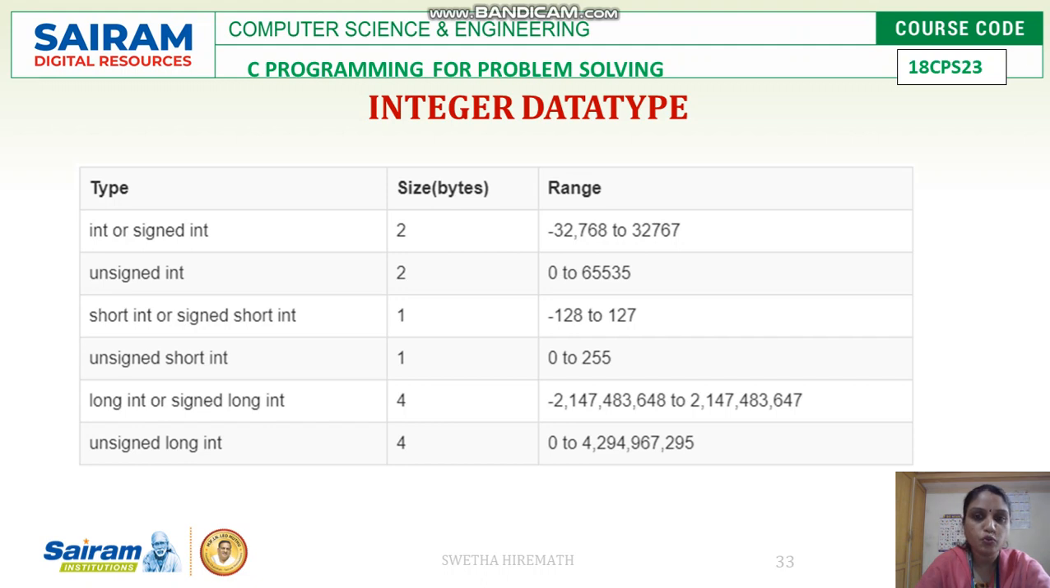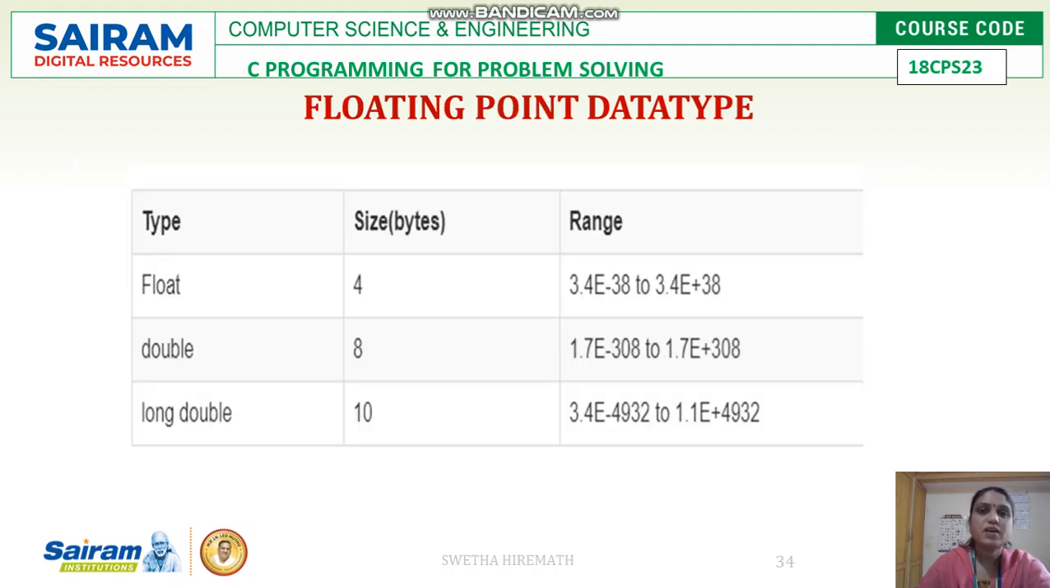Similarly, unsigned int is also 2 bytes, but it will be starting from 0 to 65,535, which is the maximum range. Then come short int and unsigned short int, 1 byte each, and each will have its own range. 2 to the power of 8 we are going to calculate. Then if it is a long int, it means 4 bytes, double of the integer value. 4 bytes means it can store very long values also. Coming to the floating point, float has maximum 4 bytes, double has 8 bytes, and long double will have 10 bytes. So the range also will increase as we increase the number of bytes for our data type.